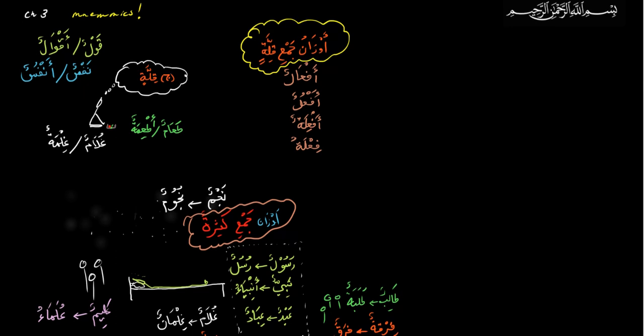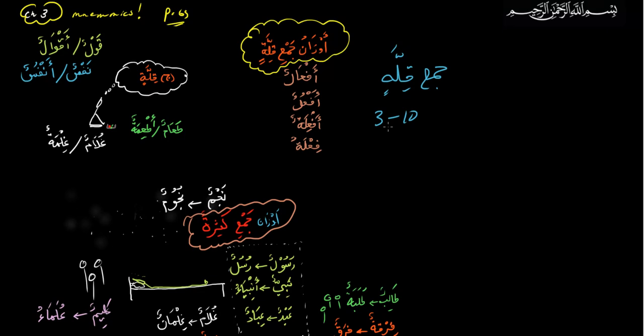In this video, inshallah, I have attempted to make some mnemonics for memorizing what's on page 69. This is about jam'a. There are two types of jam'a, as we know: jam'a khilla and jam'a kasir. Jam'a khilla, jam'a khillatin, refers to numbers 3 to 10 in number.